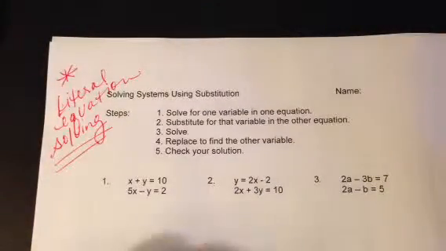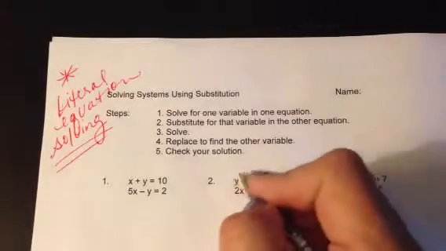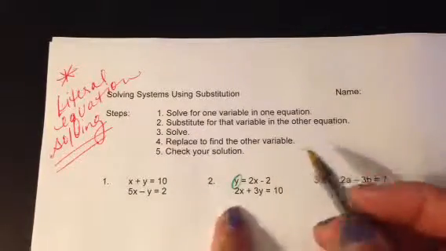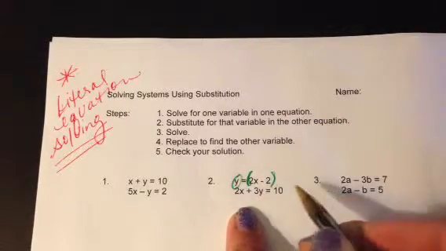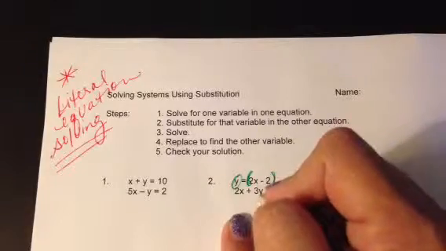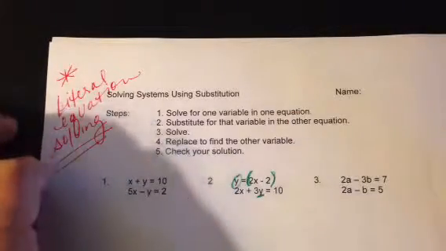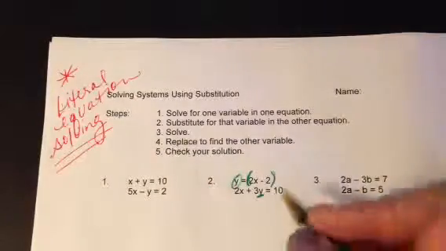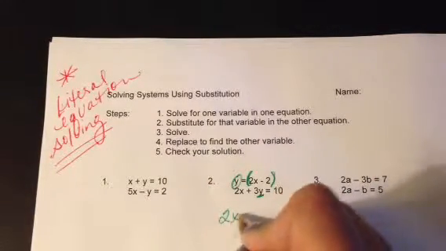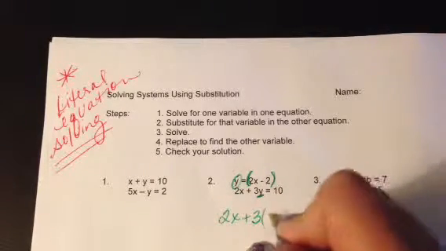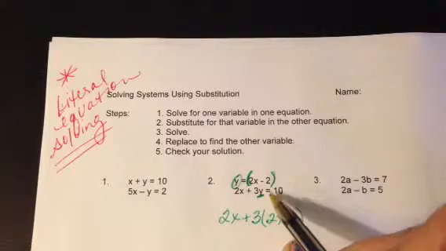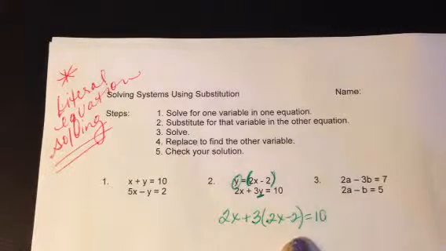I'm going to actually hit number 2 before I go to number 1, because in number 2 I want you to notice that it's set up so that we have something that would be easy to graph. It's a y equals mx plus b form. But I'm not going to graph this. I'm going to take this quantity 2x minus 2, because y is equal to it, and plug it into the second equation where the y sits. So as I set this up, it's going to be 2 times x plus 3. Now instead of y, I'm going to put what y is, this quantity, 2x minus 2. And I'm going to finish out the equation, equals 10.